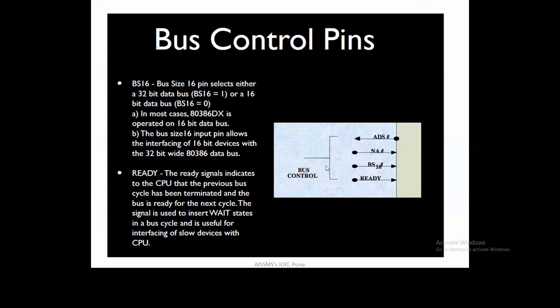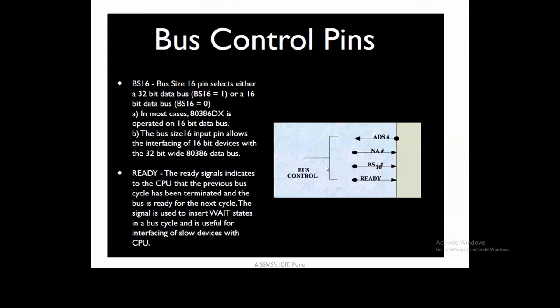Then the next pin is the READY pin. This signal indicates to the CPU that the previous bus cycle has been terminated and the bus is ready for the next bus cycle. Suppose a read bus cycle was previously being carried out and it was terminated. At that time this READY signal will be activated to communicate to the CPU that the previous bus cycle is over and now the bus is ready to take the next bus cycle.